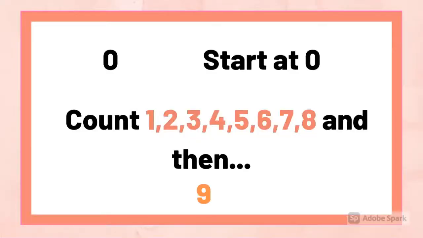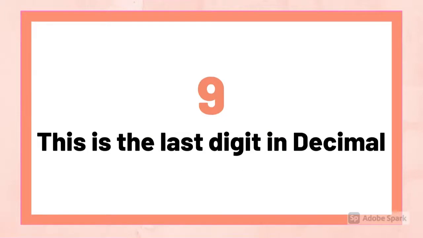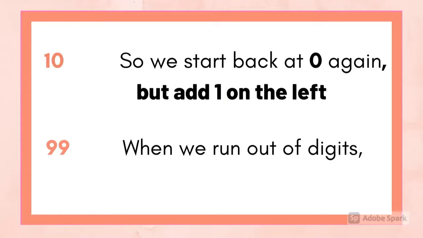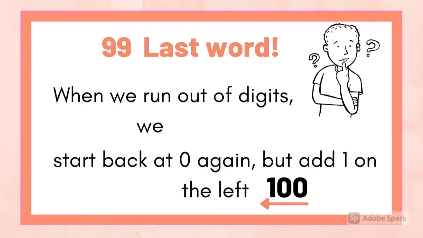We start at 0, then we count 1, 2, 3, 4, 5, 6, 7, 8 and then 9. This is the last digit in decimal. We start back at 0 again, but add 1 on the left. 99. When we run out of digits, we start back at 0 again, but add 1 on the left.